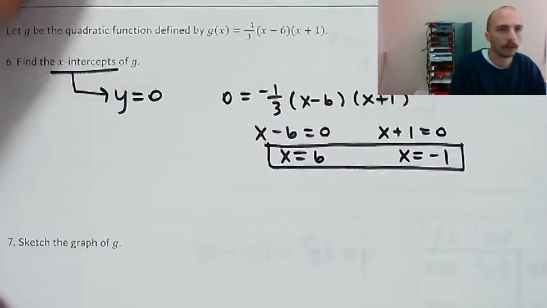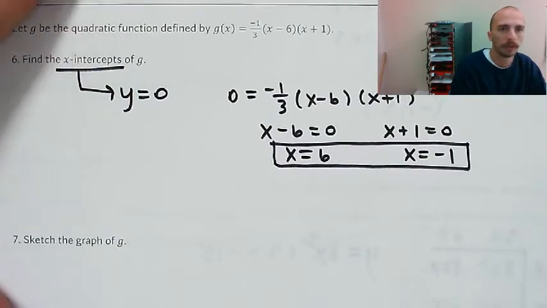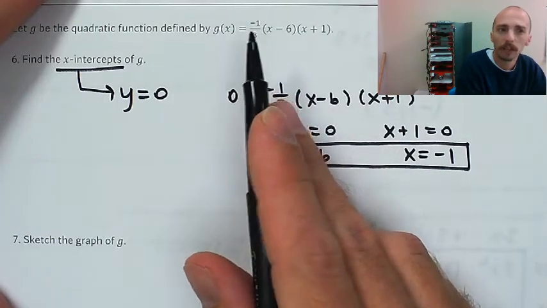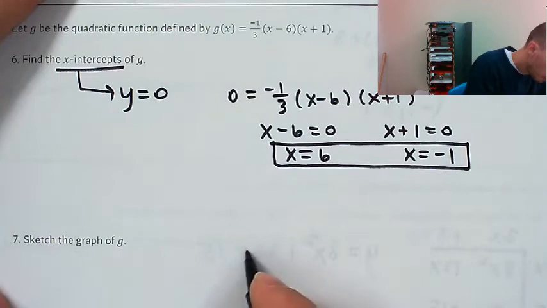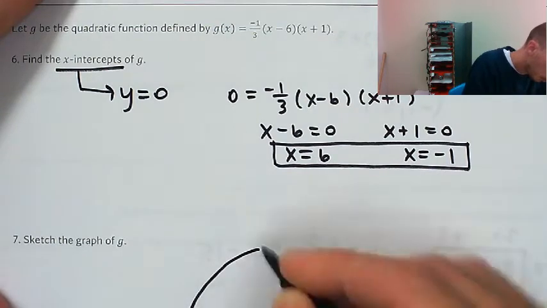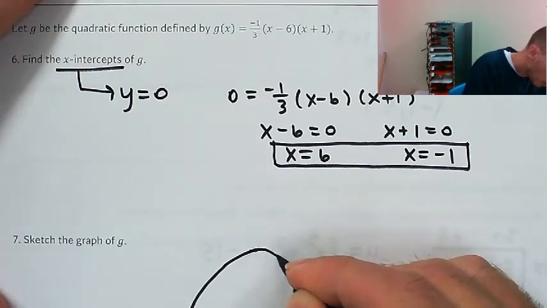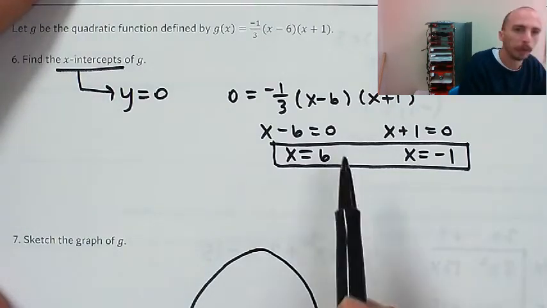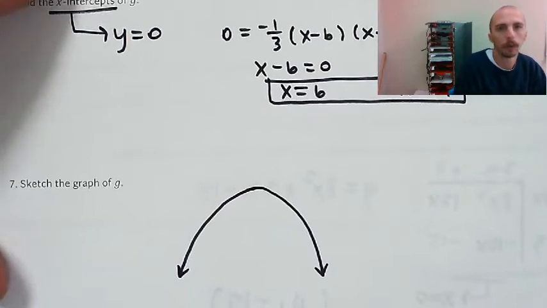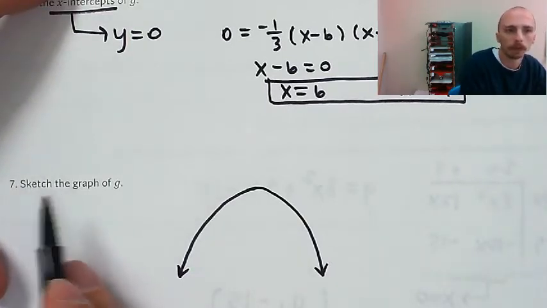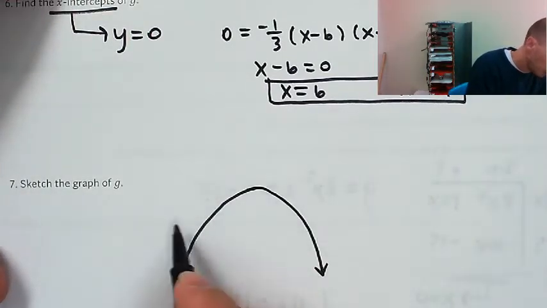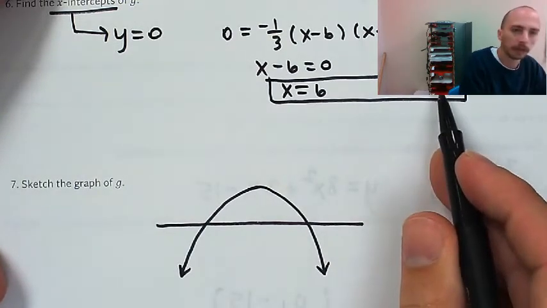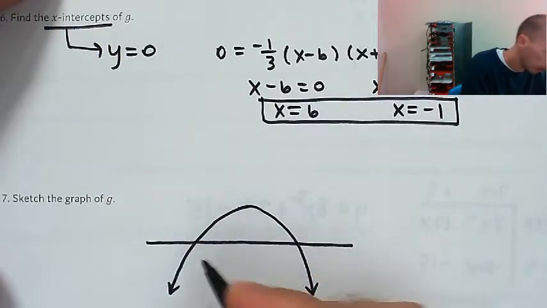Then we're going to sketch the graph of g. That will be easy enough because we found the zeros. We know that it opens down, and it's kind of wide because of that 1/3, so we're just going to draw a wider parabola. We didn't compute the coordinates of the vertex, so I'm not going to go out of my way to compute them right now just for a quick sketch. But we did compute the x-intercepts, so I might as well put those on there: x equals negative 1 and x equals positive 6.